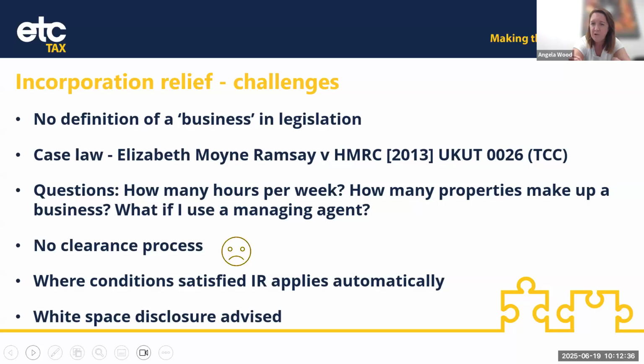You can disclaim it. I'm not going to go into the reasons why you would want to do that here, but you don't have to claim it. But once those conditions are satisfied, it applies automatically. So we'd always advise that a white space disclosure is included on the client's tax return where they are incorporating a property business to confirm that they are moving that business from usually a partnership situation into a company, and that they would be essentially claiming Section 162 incorporation relief as part of that.